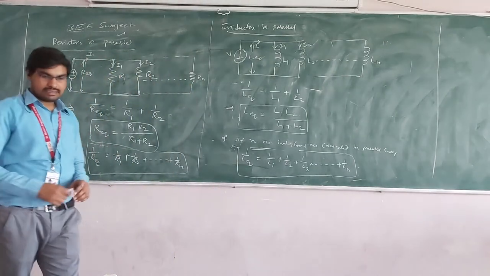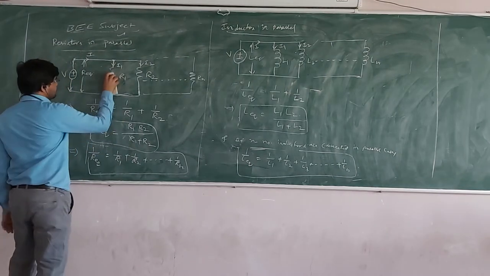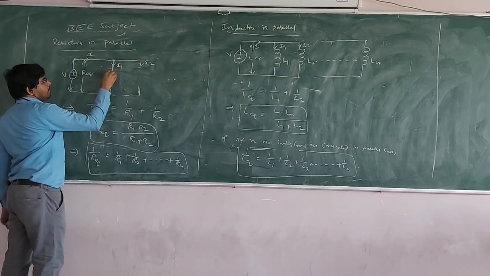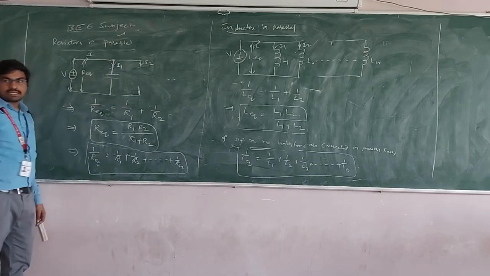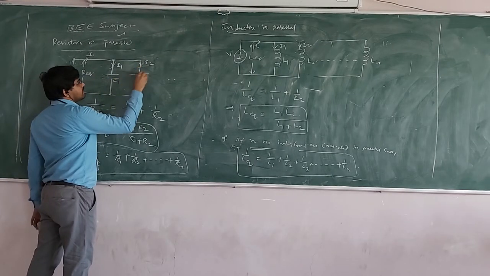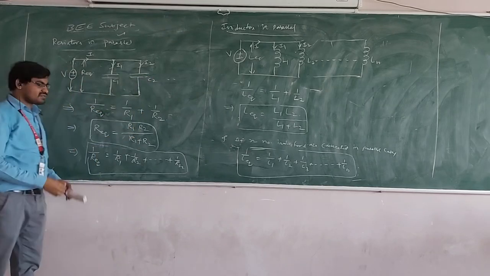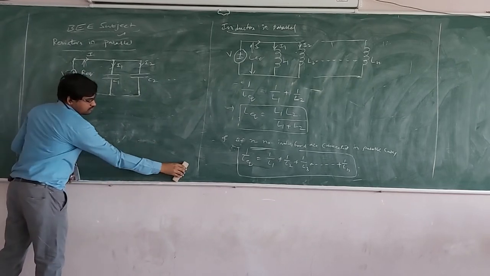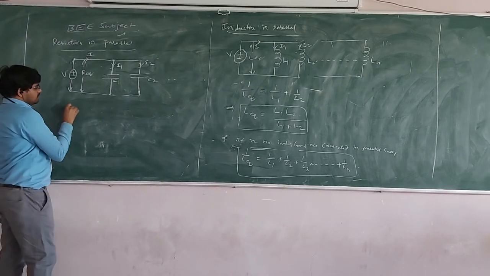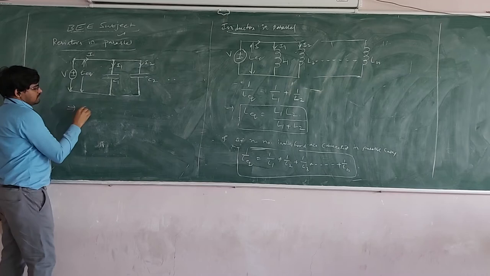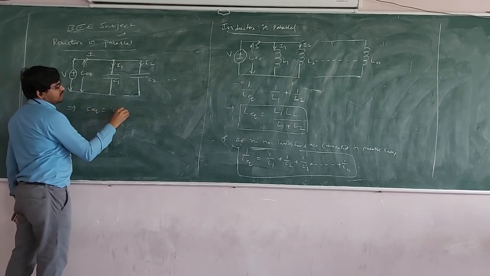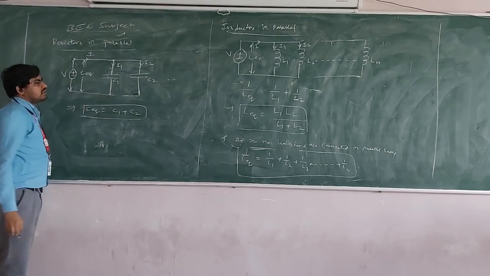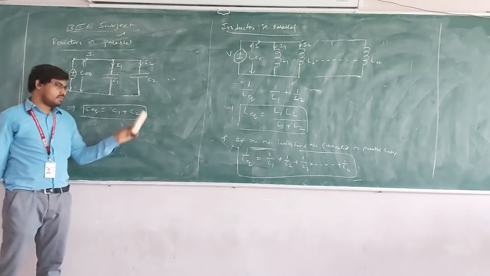Like this we can also calculate for capacitors. Instead of resistors, now we consider capacitors. Let us assume one capacitor has capacitance C1 and another capacitor has C2. Here also we get the C equivalent expression as C1 plus C2. This is the C equivalent expression for two capacitors in parallel.